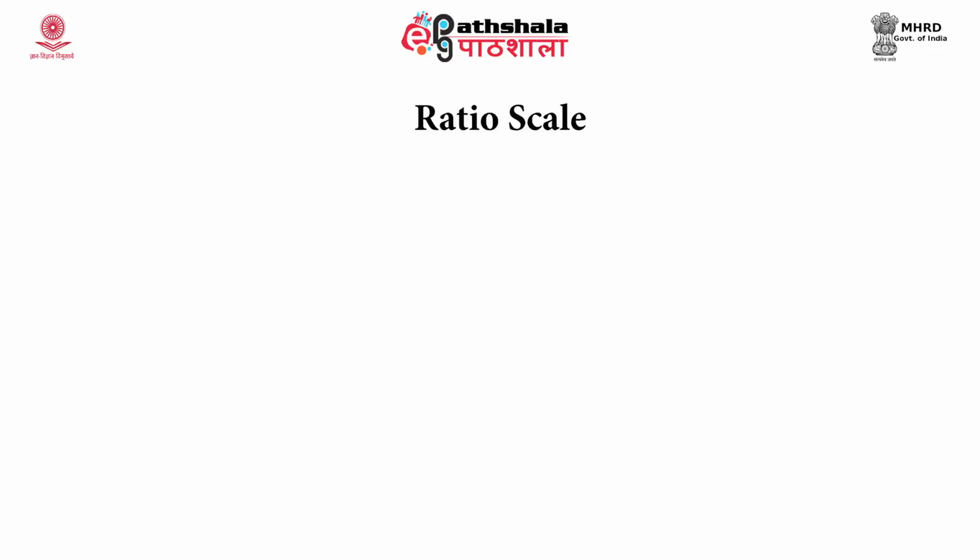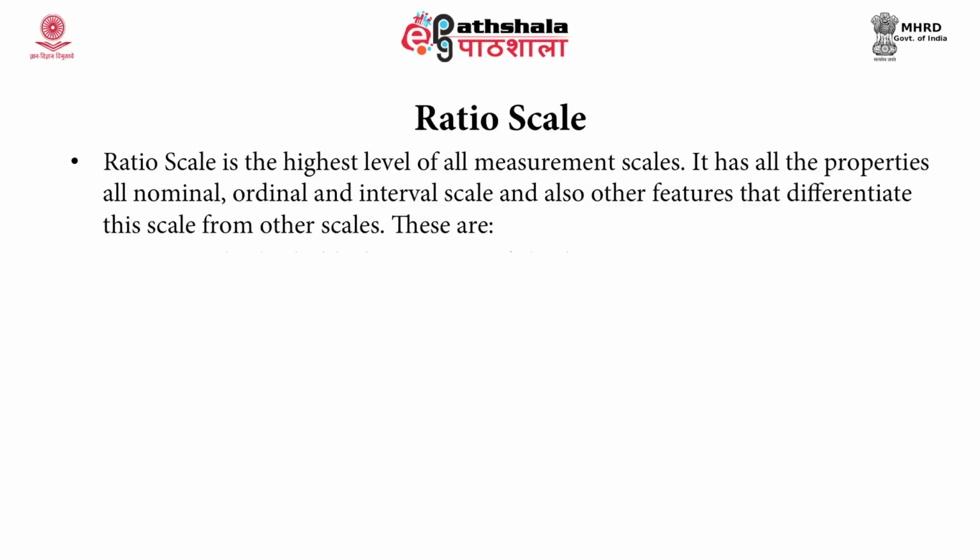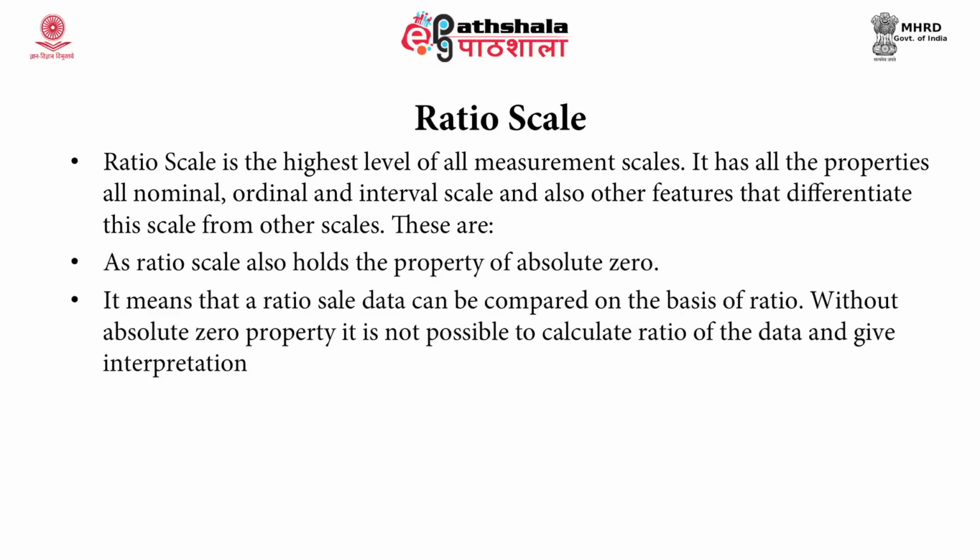Now come to ratio scale. Ratio scale is the highest level of all measurement scales. It has all the properties of nominal, ordinal and interval scale, and also other features that differentiate this scale from other scales. These are, as ratio scale also holds the property of absolute 0. It means that ratio scale data can be compared on the basis of ratio. Without absolute 0 property, it is not possible to calculate ratio of data and give interpretation.